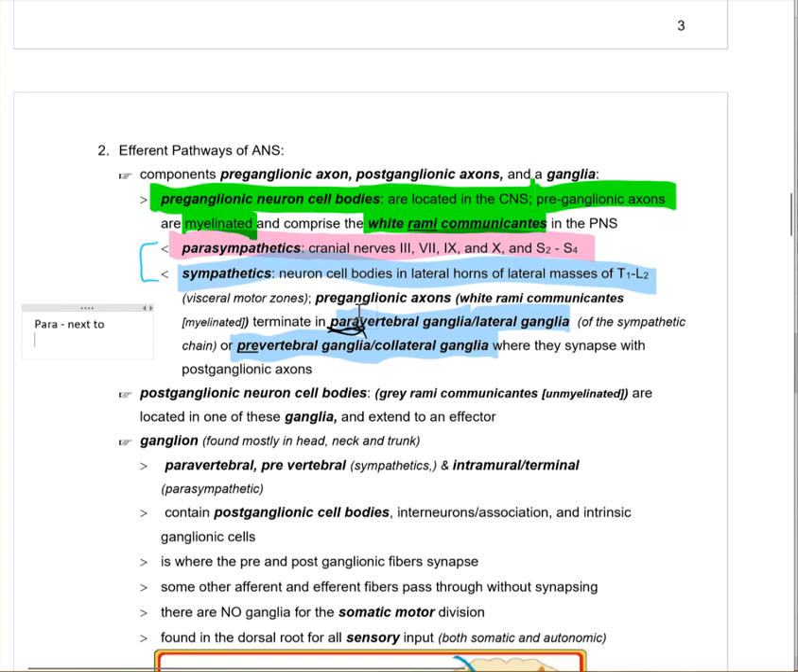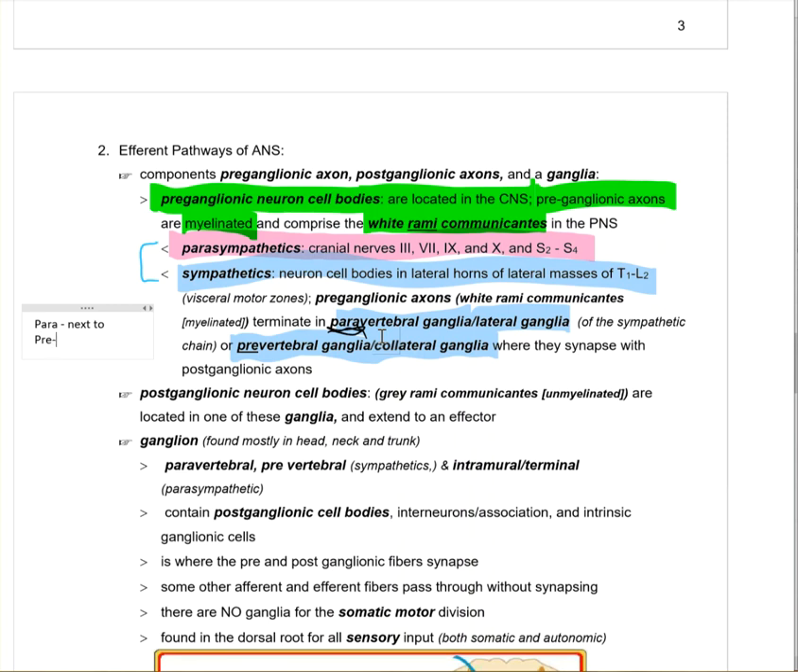So that's why it's either called paravertebral or lateral ganglia. These ganglia are right next to the spinal cord, just kind of right alongside of them laterally. So that's where that one comes from. But there are also some other ganglia that are farther out, between the spinal cord and the terminating organ, whatever that organ is. And so those are the pre or collateral ones.